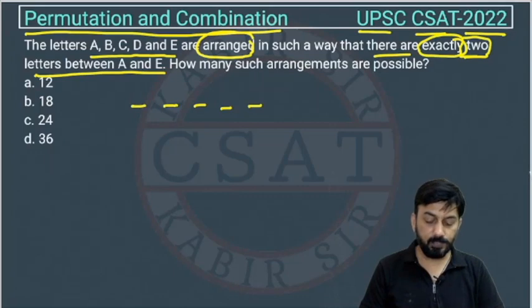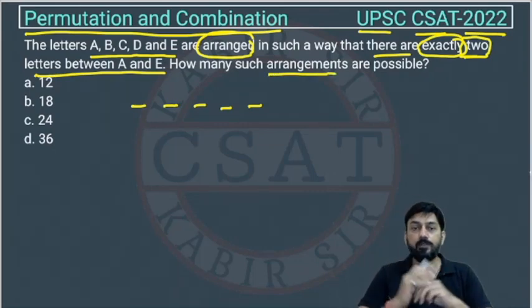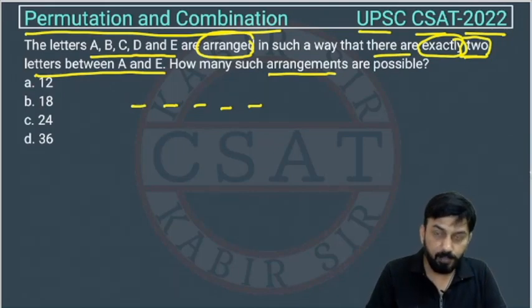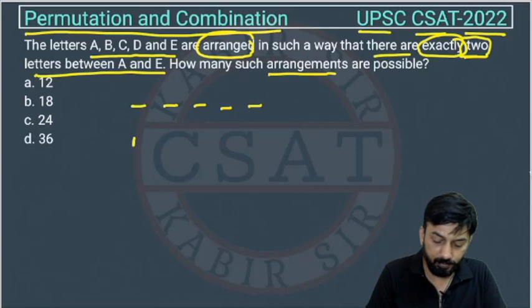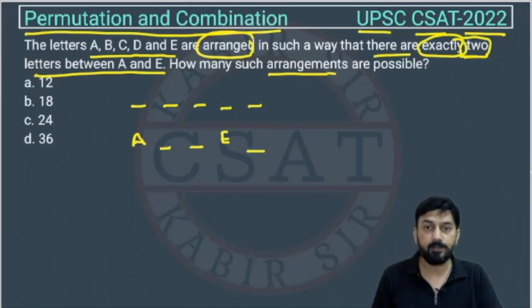Okay. So there are 5 places and there should be 2 letters between A and E. So how many such arrangements are possible, right? So between A and E there should always be 2 letters, right? So then we will see how many arrangements are possible. Suppose we are putting A here, right? So after 2 places E will come here and then this letter, right?